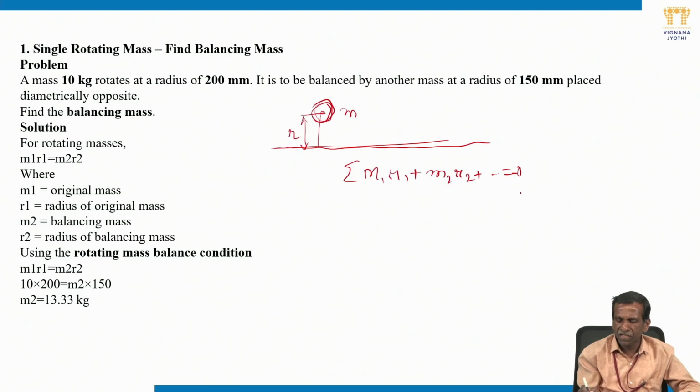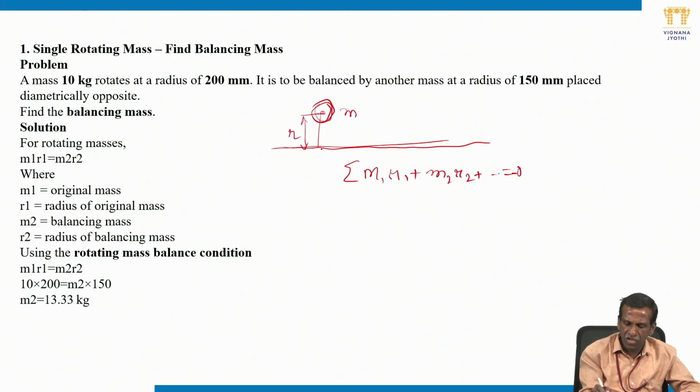Of course, if you write the equation like this, the algebraic sum, you will get a negative value. Negative in the sense the force is negative, meaning opposite direction. Opposite direction means with the calculated radius, here you can see written m1 r1 equals m2 r2. You got m2 is 13.33 kg.